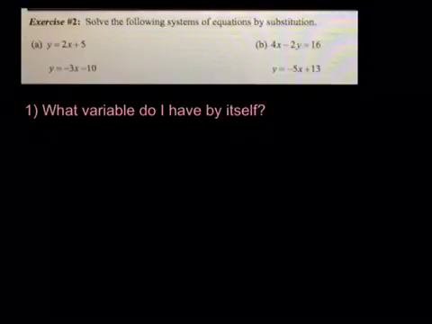So when you're solving systems by substitution, the very first question you should always be asking yourself is, what variable do I have by itself? Do I have x equals or do I have y equals? Pause the video and write that down. You need to know that.